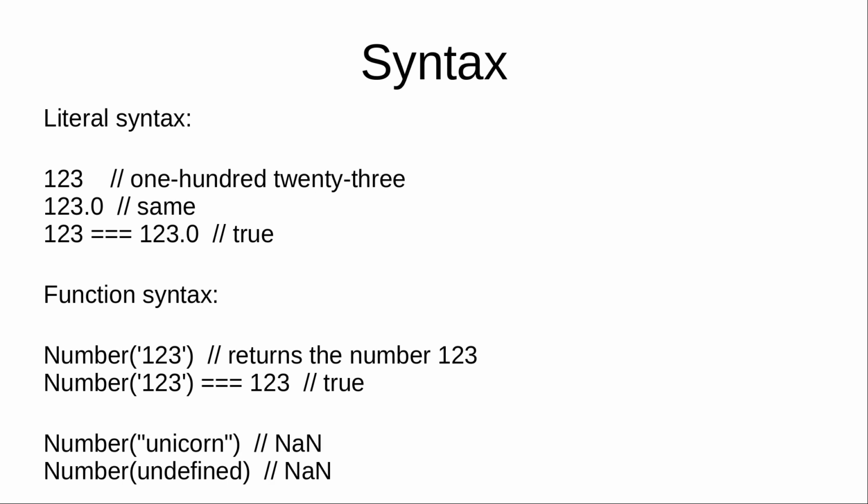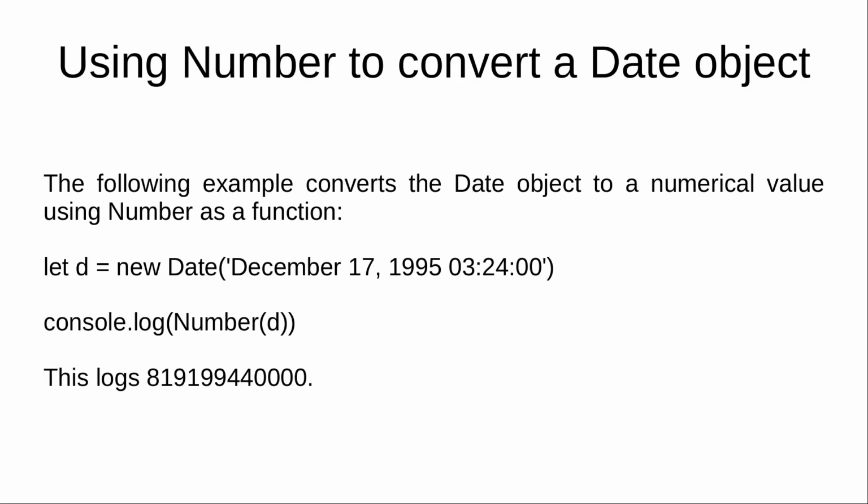So let's look at the syntax of number. The first one is simple integer 123. The second one is 123.0. 123.0 is equal to 123. So if we compare these both by the triple equal operator, we will get true. Similarly, if we have number 123, it returns 123, and if we compare this with 123, it returns true. Similarly, if we have unicorn or undefined passed to the number function object, then we have not a number returned.